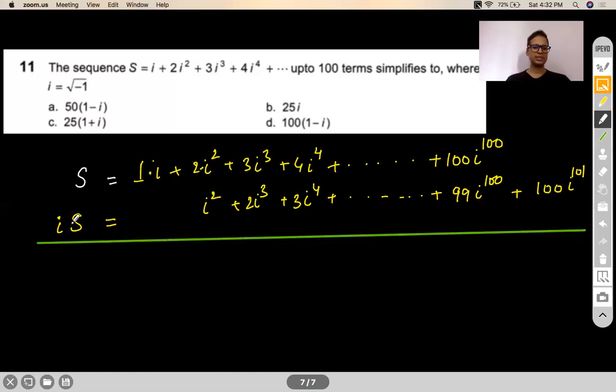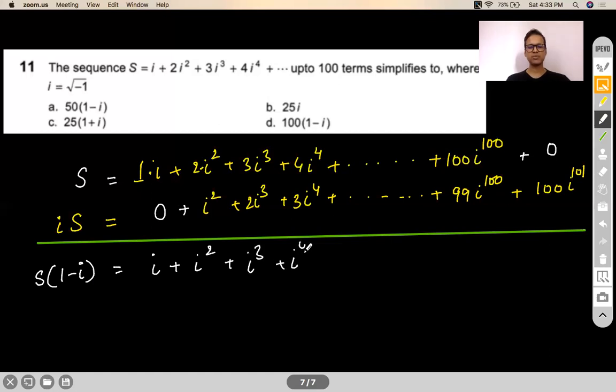Let's subtract. So S minus iS will be S(1 minus i), taking S common. Consider a zero over here if nothing is written, and a zero over here if nothing is written. So i minus 0 will be i. 2i squared minus i squared will be i squared. This will be i cubed. This will be i to the power 4 and so on. This will be again i to the power 100. And this will be, sorry, minus 100 i to the power 101.